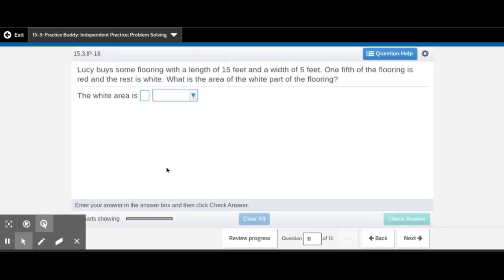All right, guys, this next question says, Lucy buys some flooring with a length of 15 feet and a width of 5 feet. 1/5 of the flooring is red and the rest is white. What is the area of the white part of the flooring? So Miss Joyce loves to underline and circle important information. So Lucy is buying some flooring whose length is 15, width is 5. 1/5 is red, and then the rest is white.